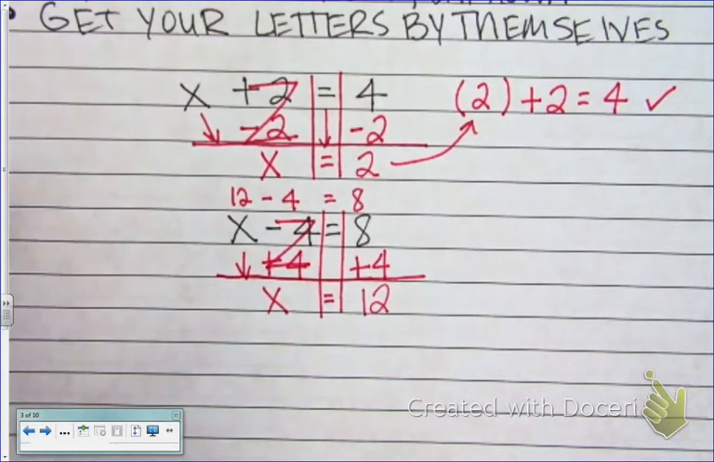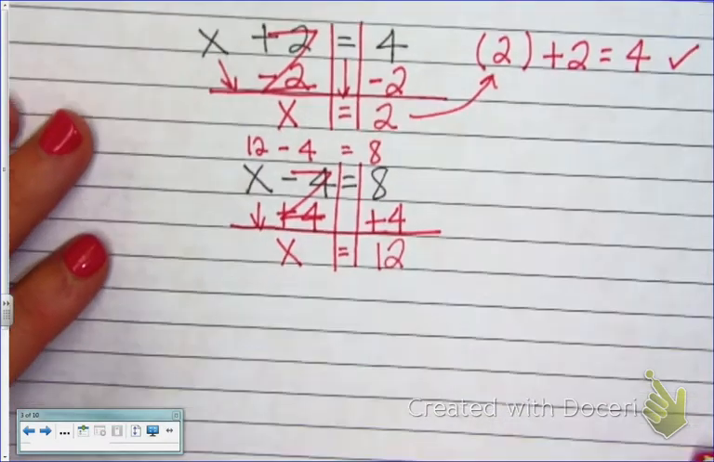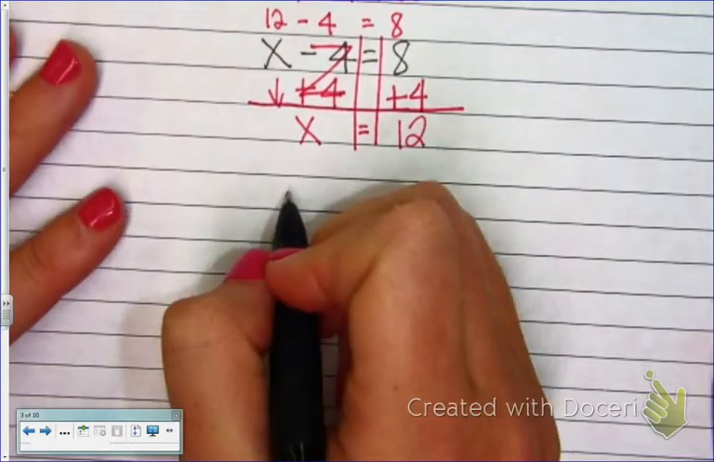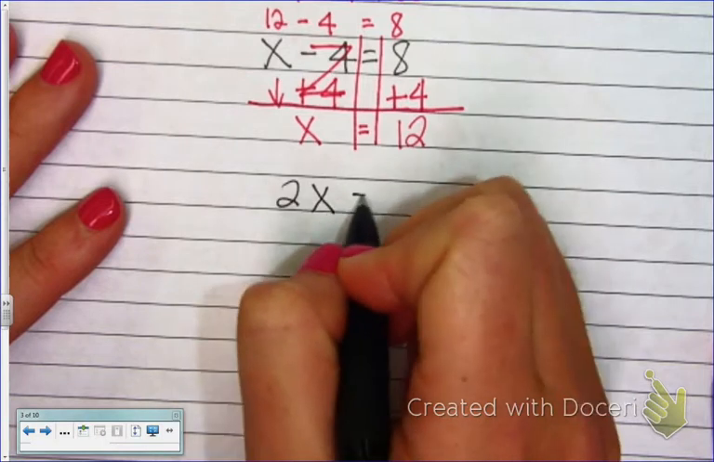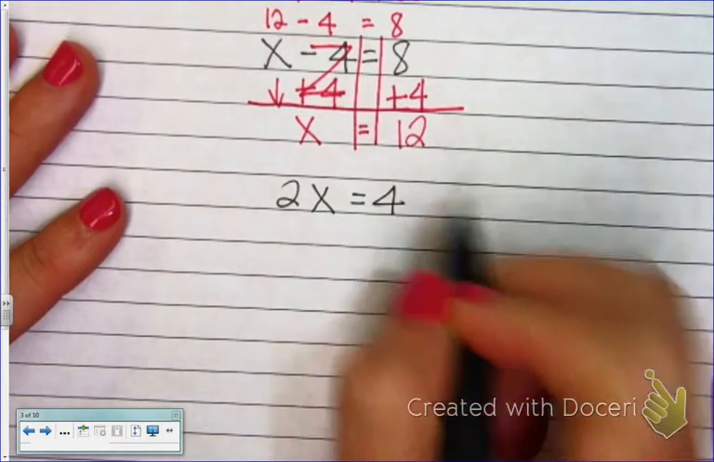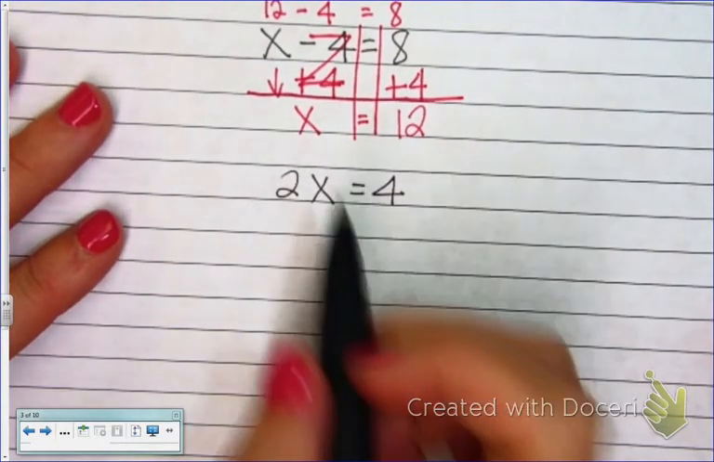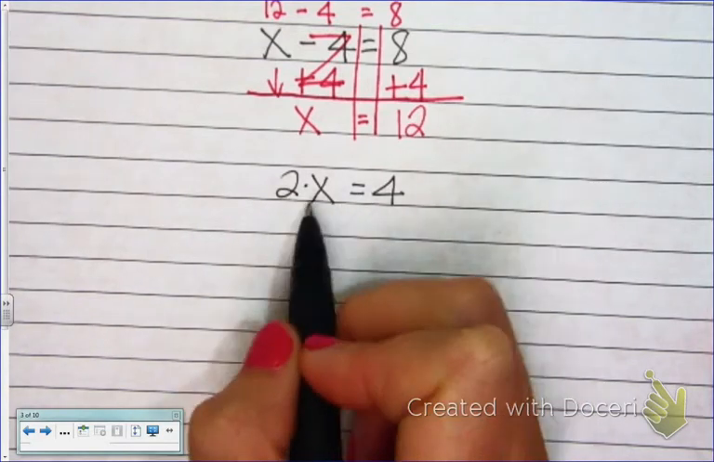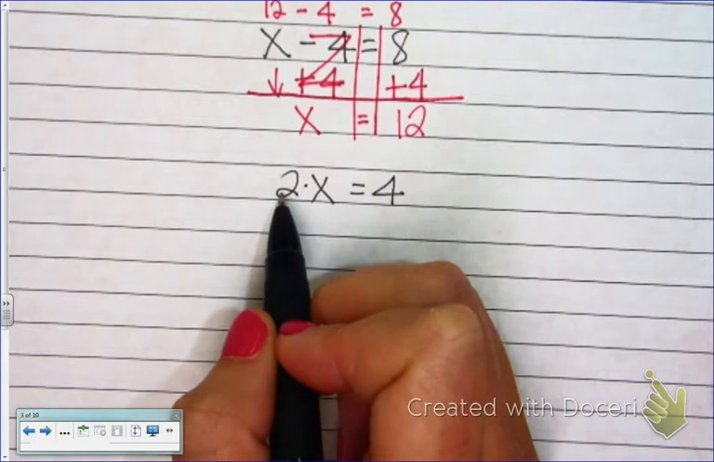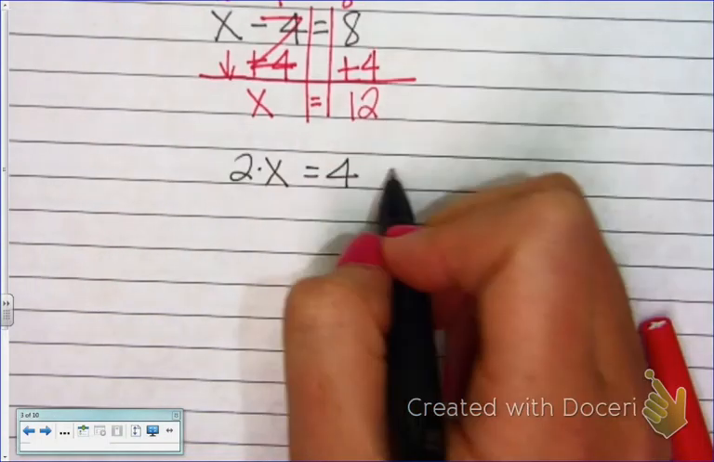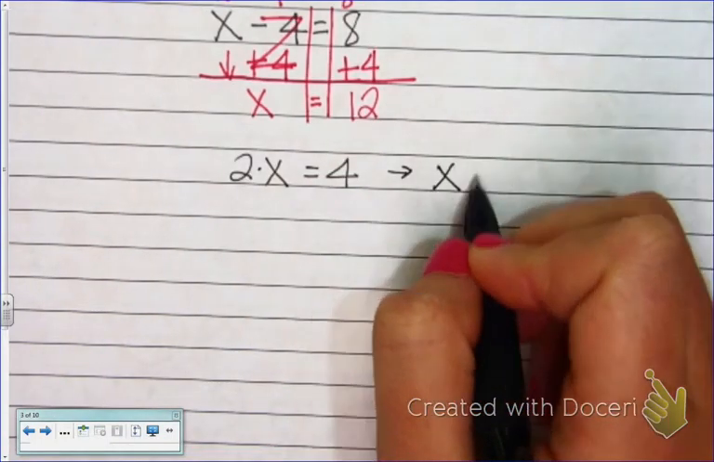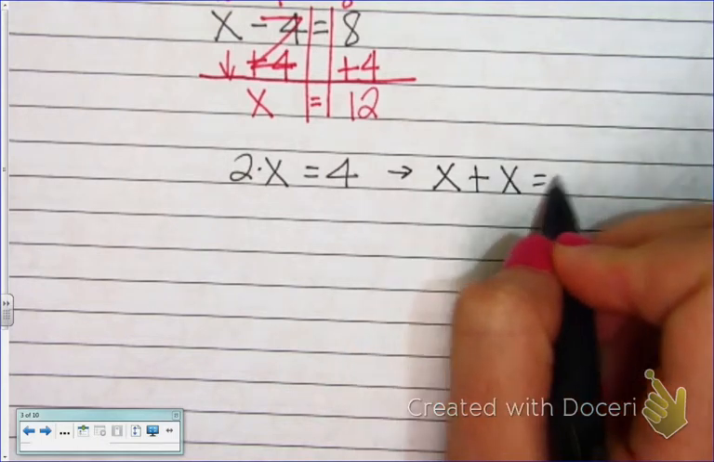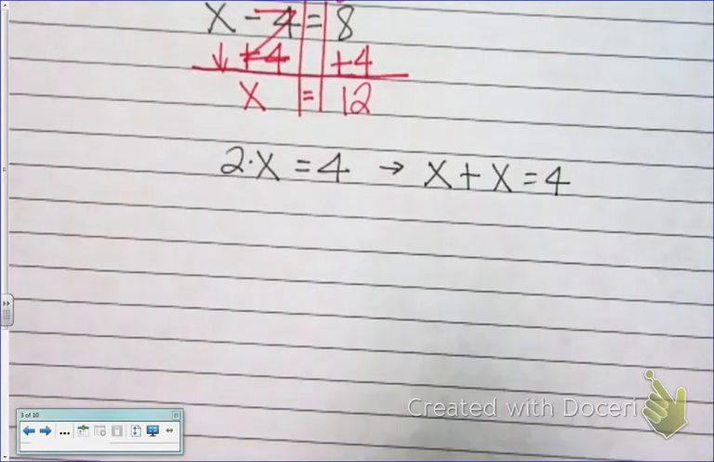My next example is a little bit different than what you've seen. We have our 2x equals 4. Now this is said a little bit differently. I have 2 times x equals 4. So some number times 2 is going to give me 4. Now you can also write it like this. This is the same thing, x plus x equals 4. That helps you think about it if you're estimating that number.